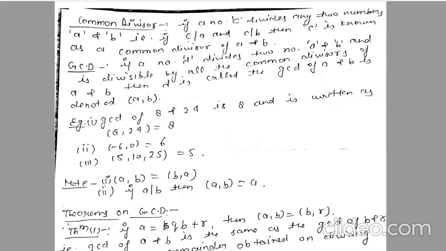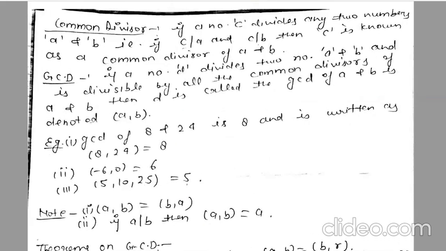First there is the common divisor topic. So let's see common divisor. You have already read this topic in basics in 7th, 8th, and 9th standard. So just the same as it is. What is a common divisor? If a number C divides any two numbers A and B, it means if C divides A and C divides B, then C is known as a common divisor of A and B, right?